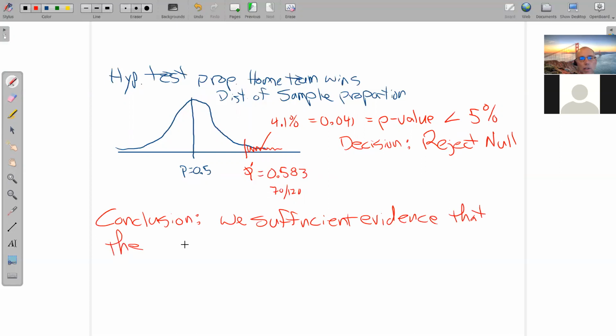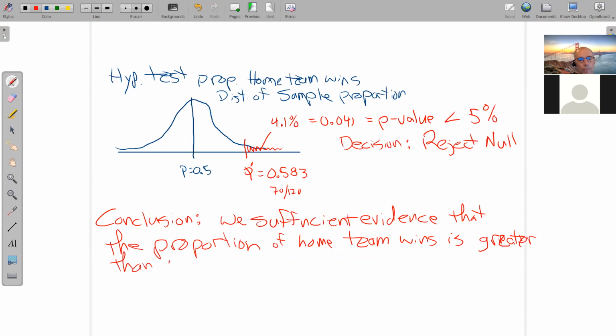That the proportion of home team wins is greater than 50%. And again, there's tons of different ways to word these. Okay, so that's one way I could word it. And again, there's a bunch of others.